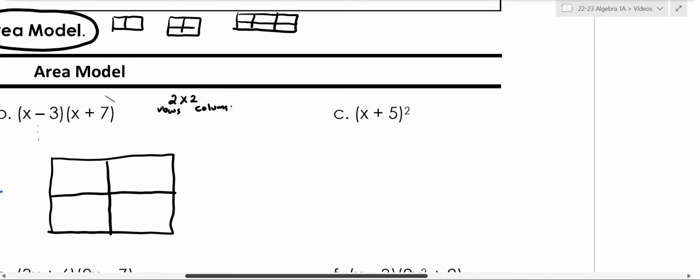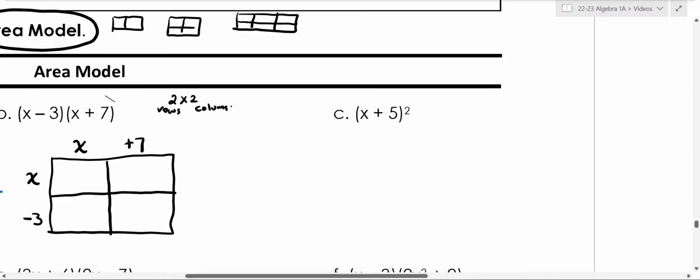Okay. So the 2 rows are going to be for the x and the negative 3. So x and then the minus 3. And then the x plus 7 are going to go here. X and a positive 7. And so now we multiply.